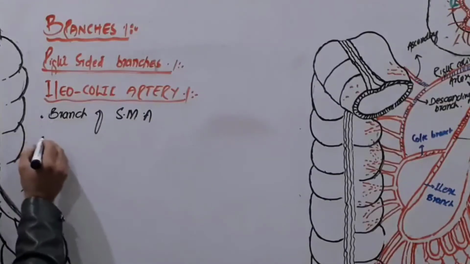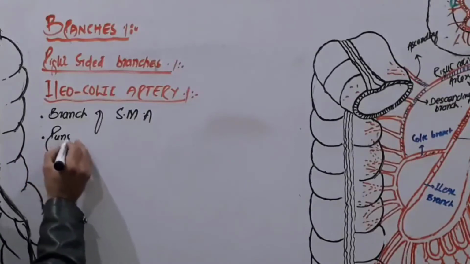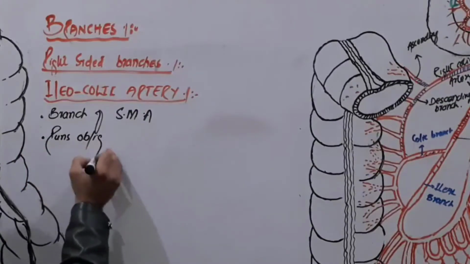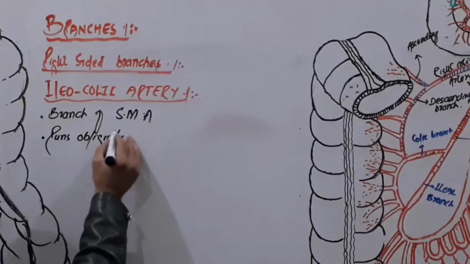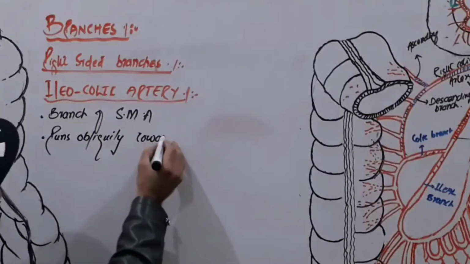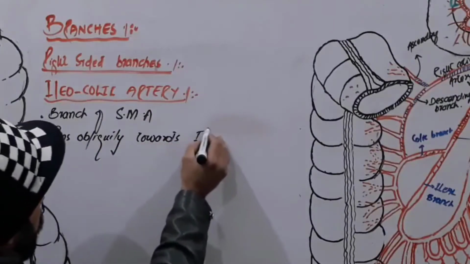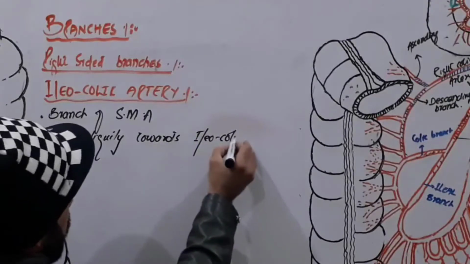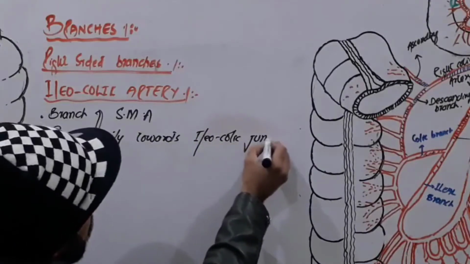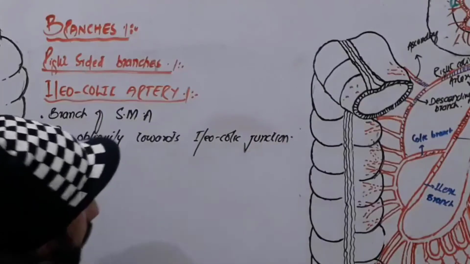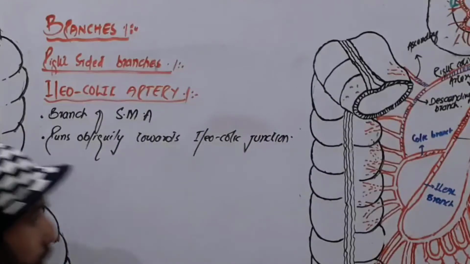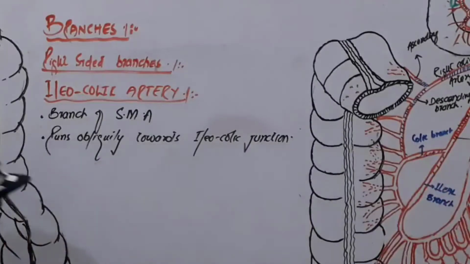So then what is the next point? It runs obliquely towards the ileocecal junction. Okay, done. Then it divides into two branches.